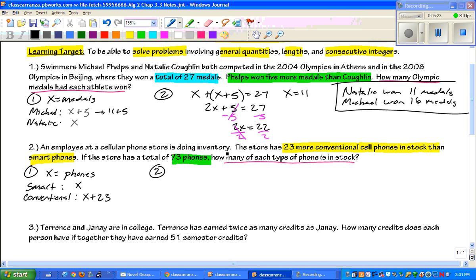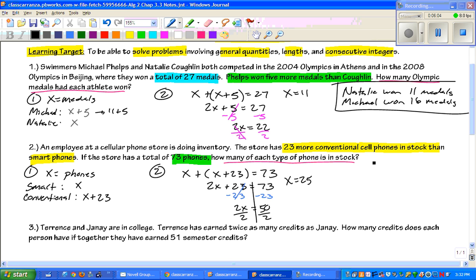So step number 2, let's set it up and solve. You take your smartphones plus your conventional phones, and that's going to equal all of the phones together. Combine your like terms and start solving. Subtract the 23, you get 2x equals 50. Divide by 2, we get x equals 25.